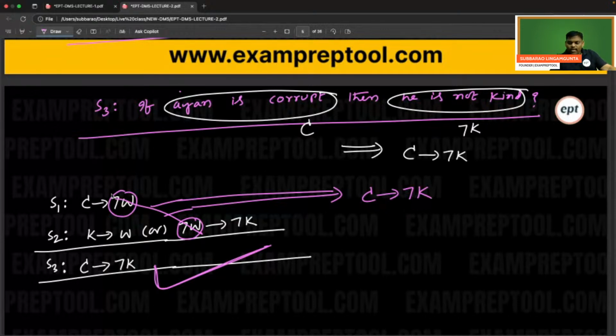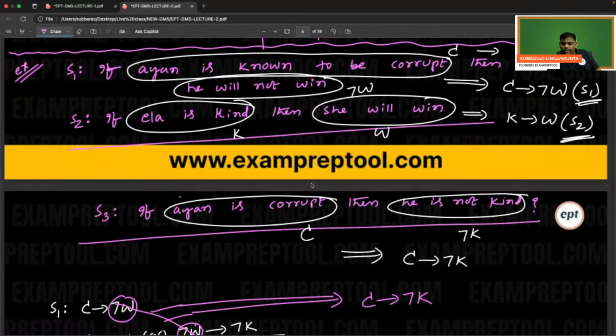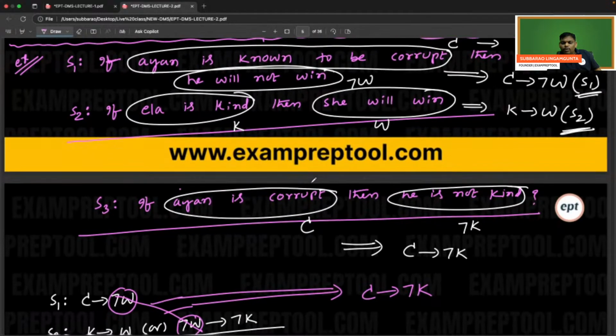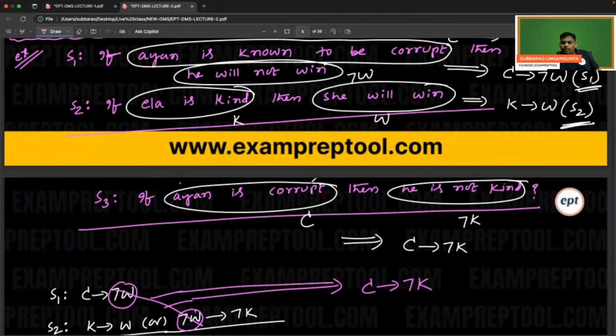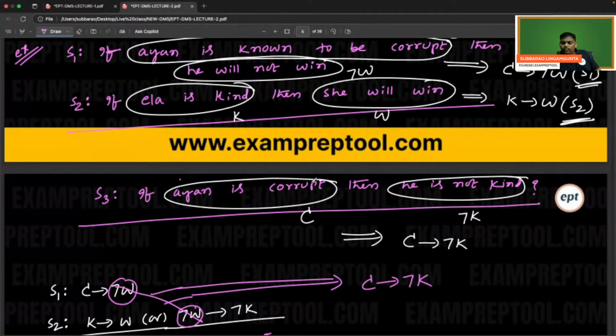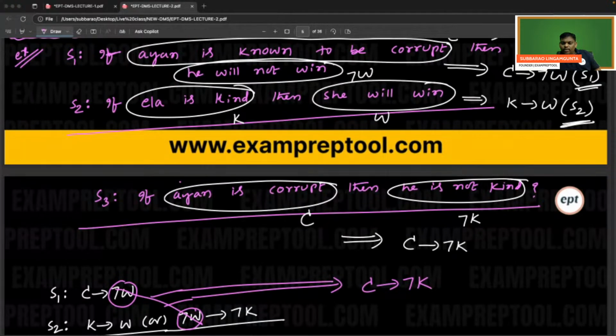Let me know any objection here. It is one of the nice problems. I gave enough time also. Let's check. Yes, S1, S2 deriving S3 is valid.